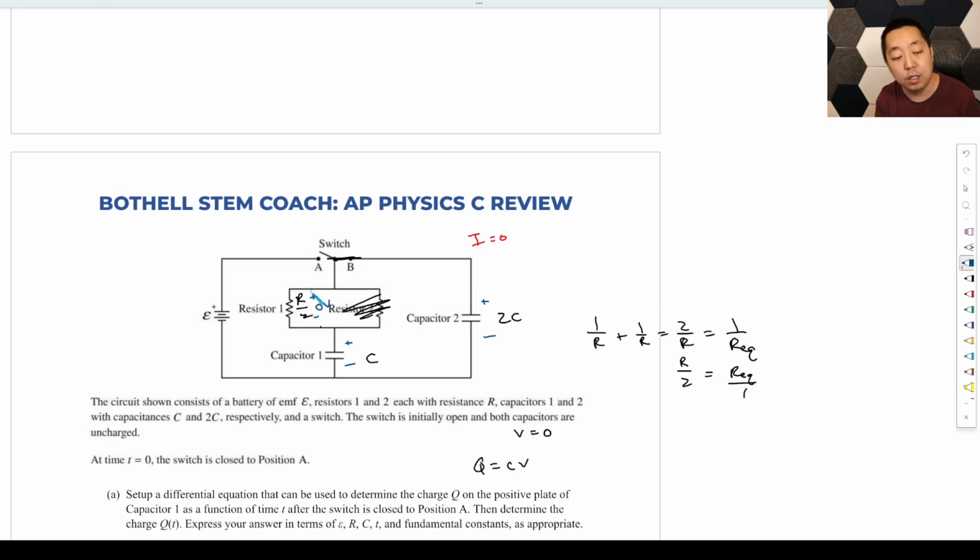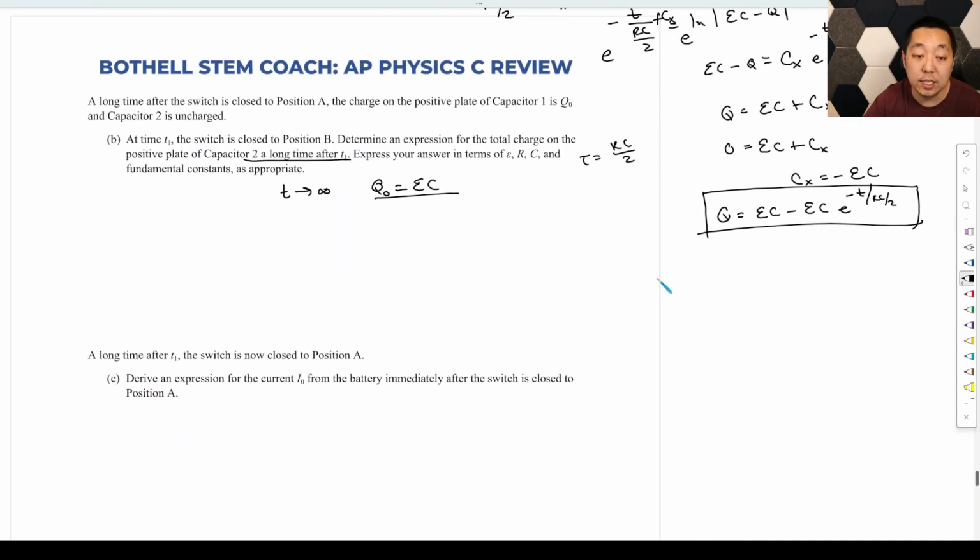V equals IR. So if the voltage drops 0, there's no current. No current. These two have to have the same voltage, right? VC1 has to equal VC2 because by the loop rule, this is going to be 0, so these two voltages must be the same. So capacitor 1, capacitor 2 have the same voltage. Now how does that help me, right?